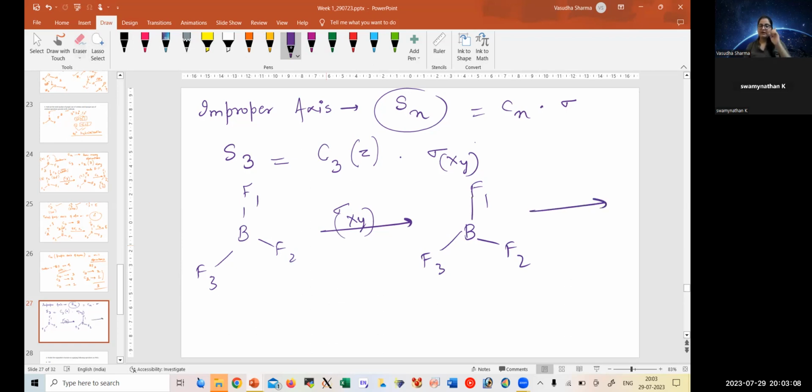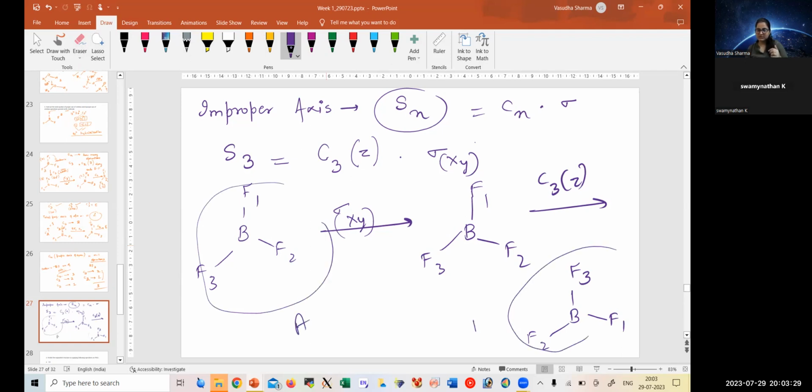So now one operation we have done. Now what about the C3Z? It has to go through your boron. It is going through your central atom. So we have already applied the C3 before, so F3 would go above. This is F1, this is F2. Now, if you start with this image A and you end up having this image B, are they equivalent? They are equal. Yeah, so they are equivalent. So that means S3 is existing.